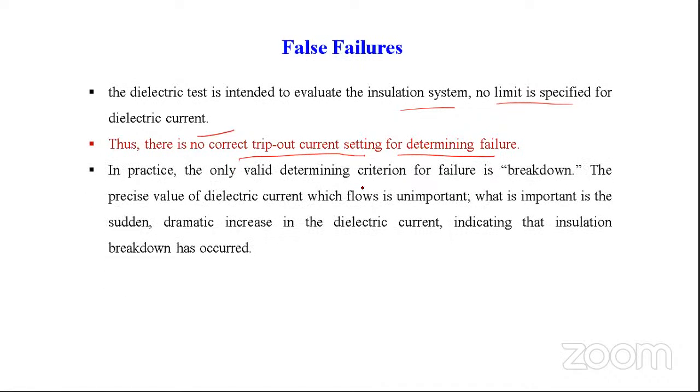In practice, the only valid determining criterion for failure is breakdown. The precise value of the dielectric current which flows is unimportant. What is important here? The dramatic increase in the dielectric current, indicating that the insulation breakdown has occurred.